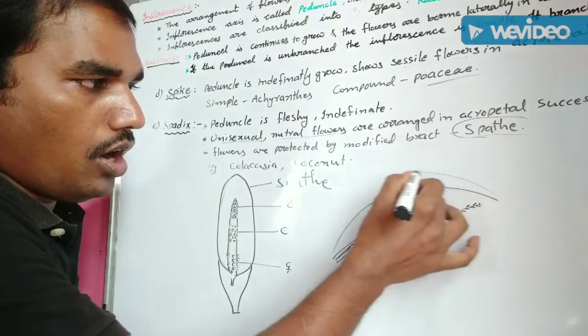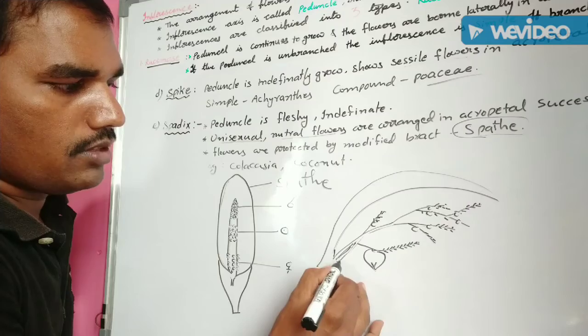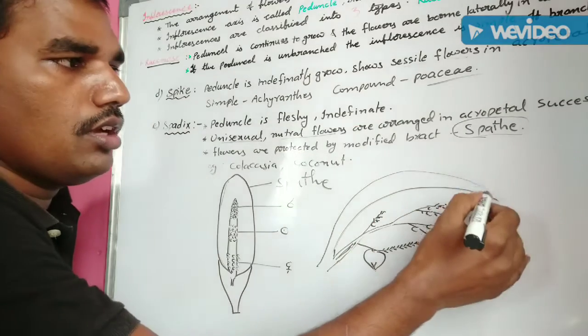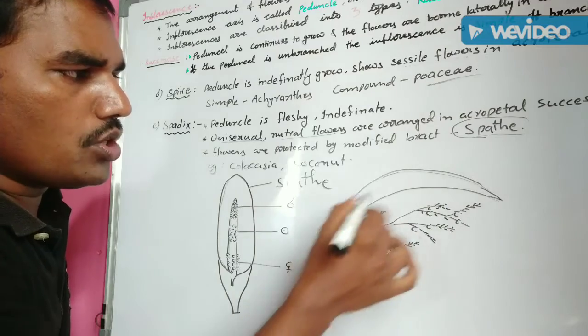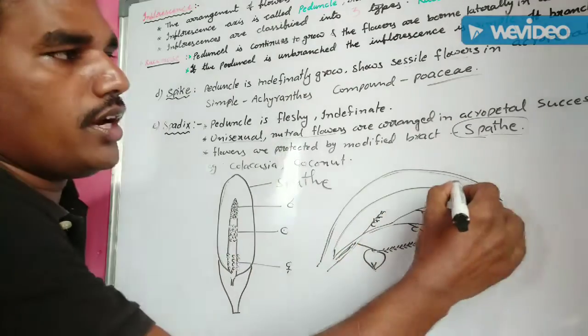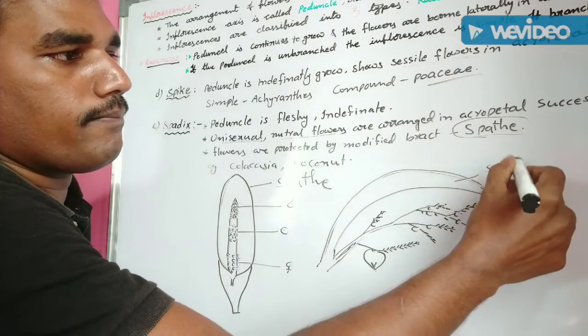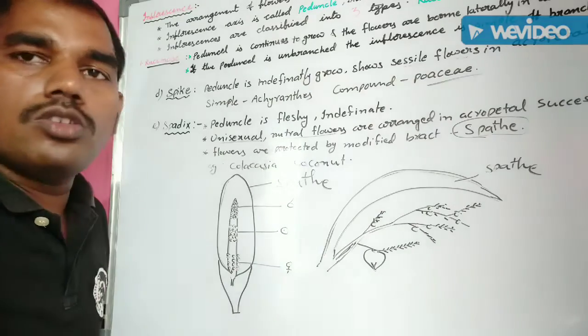protected by a large woody boat-shaped bract. దీన్ని డొలక అని చెప్పేసి అంటాం. Large woody boat-shaped modified bract. That one is spathe. Okay. Example: Cocos nucifera.